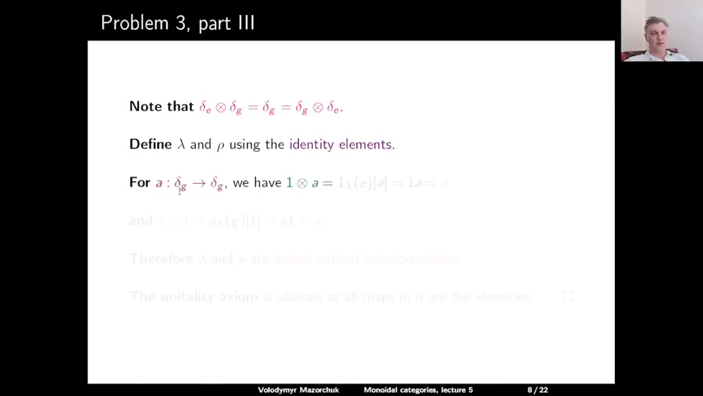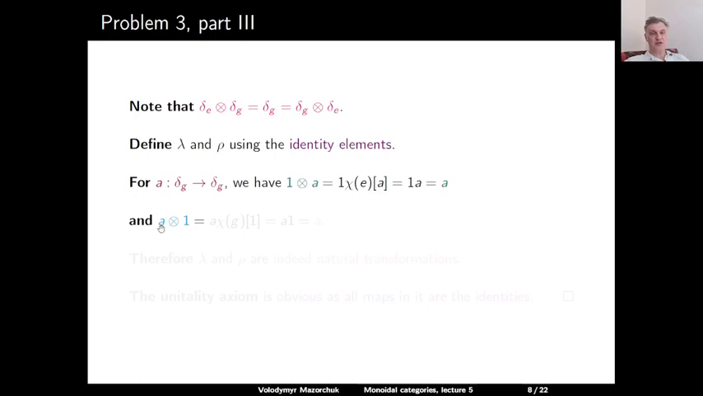For A, which is a morphism from delta G to delta G, consider 1 tensor A, where 1 belongs to the identity object. So it's our group A, which is placed in degree the identity of G. By the definition of the tensor product, 1 tensor A is equal to 1 times, and we need to apply to A chi of the degree of 1, which is E. But chi is a group homomorphism, so chi of E is the identity map. So applied to A, this gives A, and 1 times A is A.